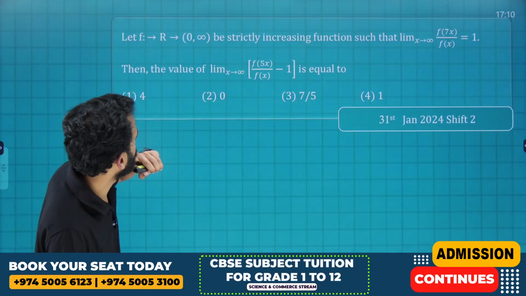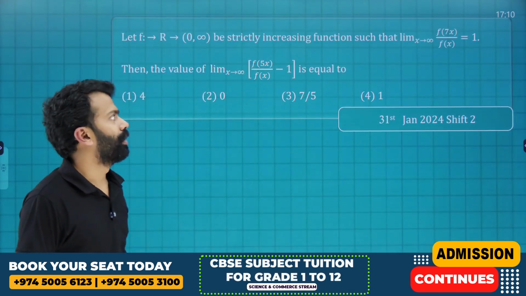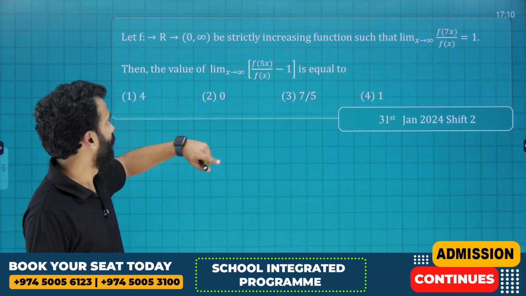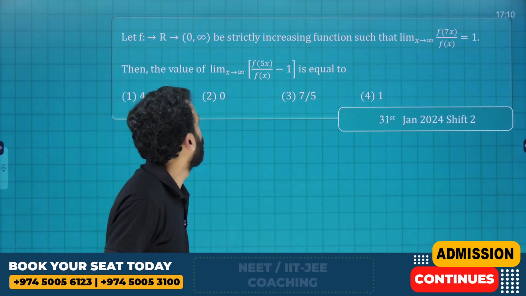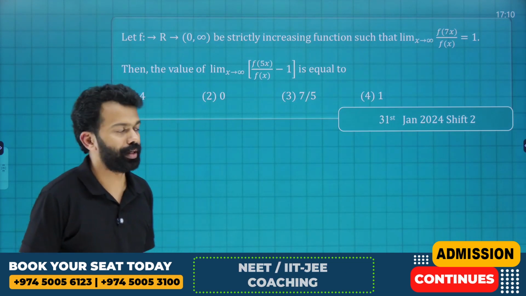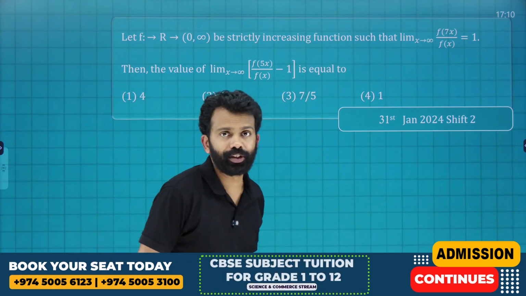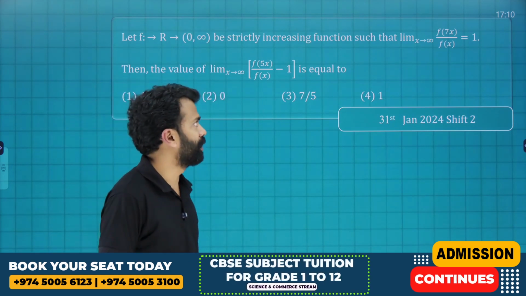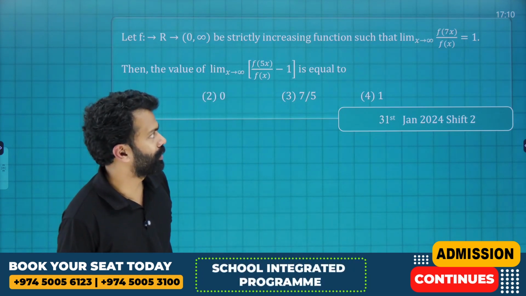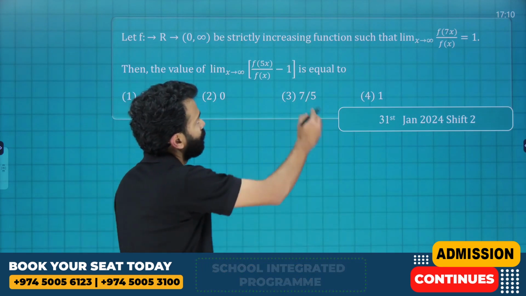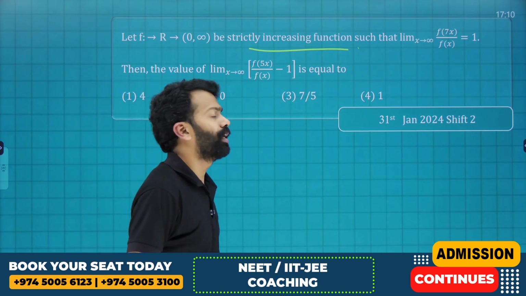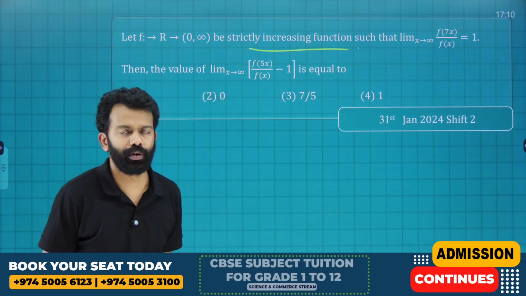Okay, a very easy question. Just less than 30 seconds to formulate. See, f is defined from the real numbers to the open interval 0 to infinity. The codomain is positive real numbers. Let f be a strictly increasing function given by limit x tends to infinity of f of 7x by f of x is equal to what? 1. This is the most important term in this question. Then you need to find the value of limit x tends to infinity of f of 5x by f of x minus 1 is equal to.